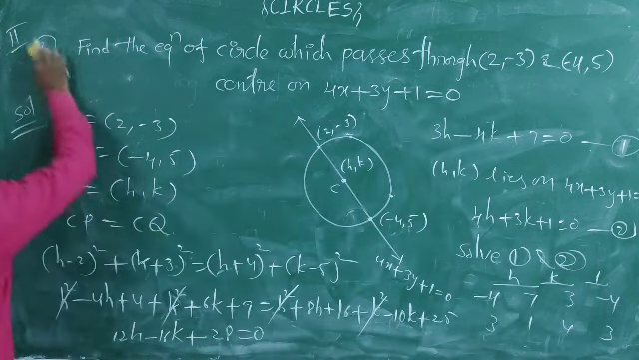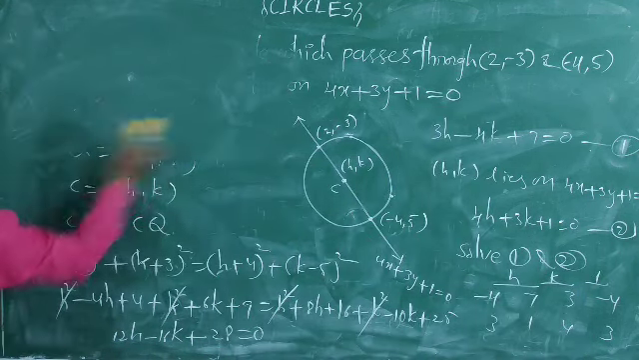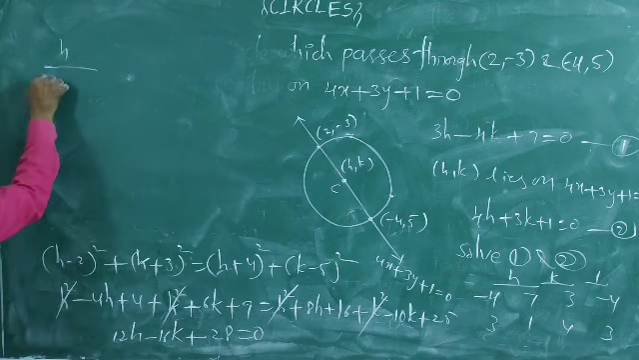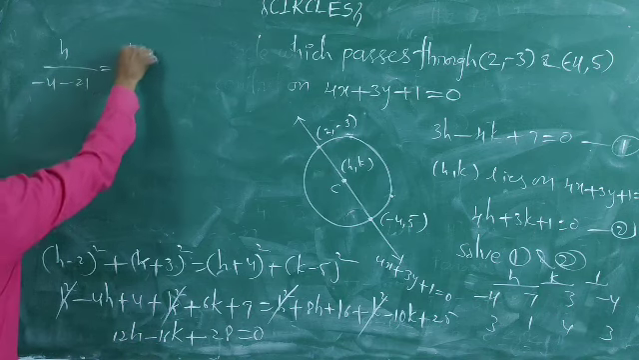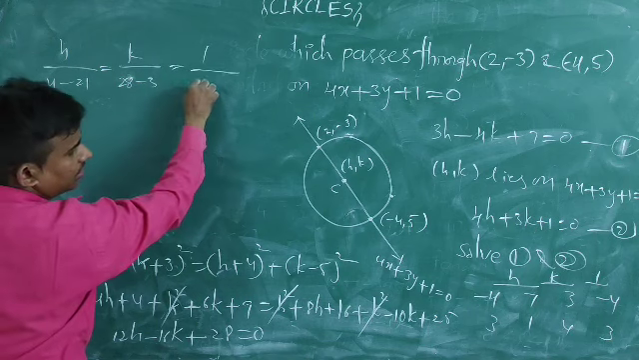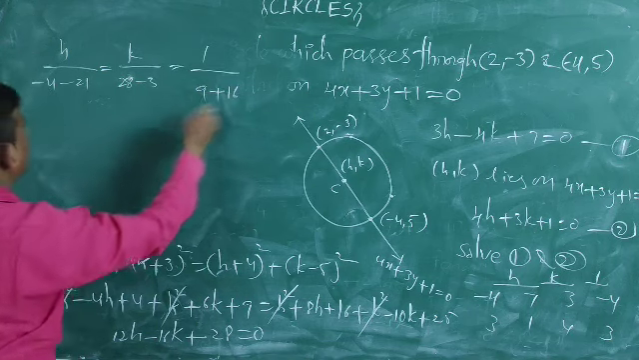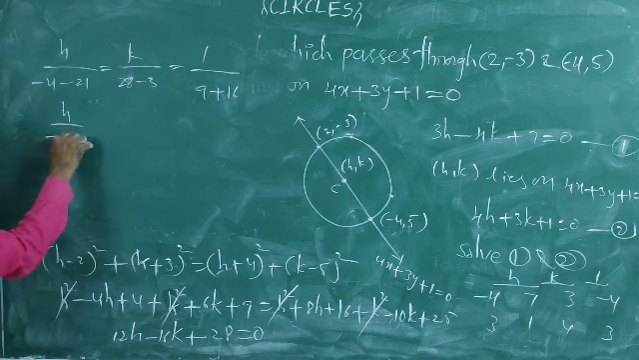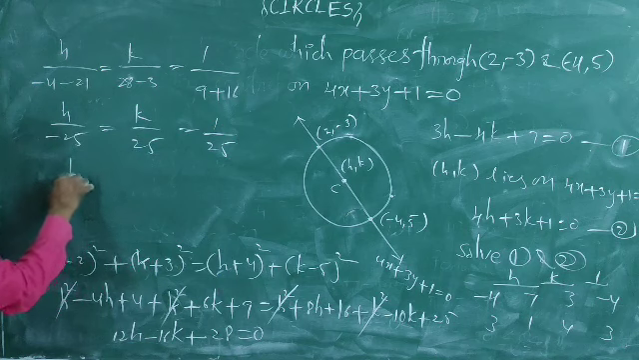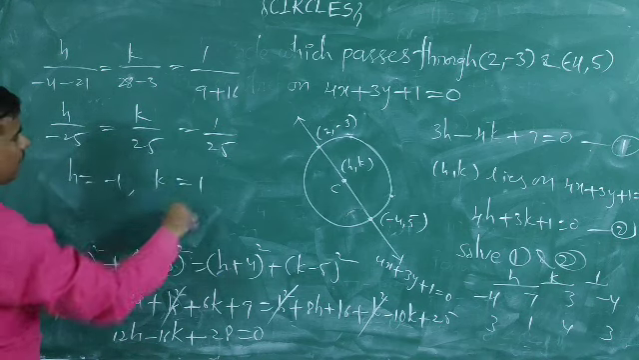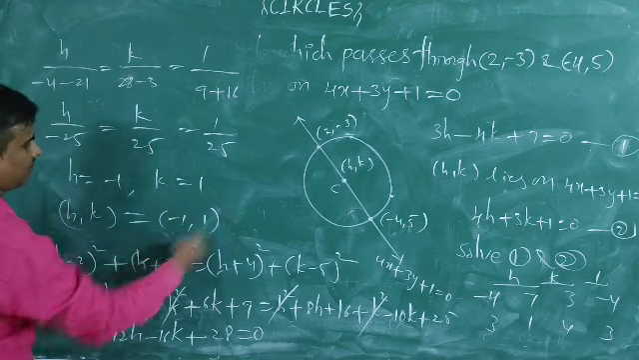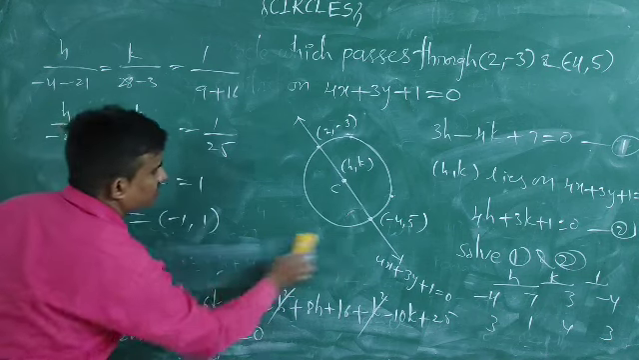From this one, h by minus 4 minus 21 equal to k by 28 minus 3 equal to 1 by 9 plus 16. From h by minus 25 equal to k by 25 equal to 1 by 25. Finally h equal to minus 1 and k equal to 1. Finally h comma k equal to minus 1 comma 1. This is the center of our circle.